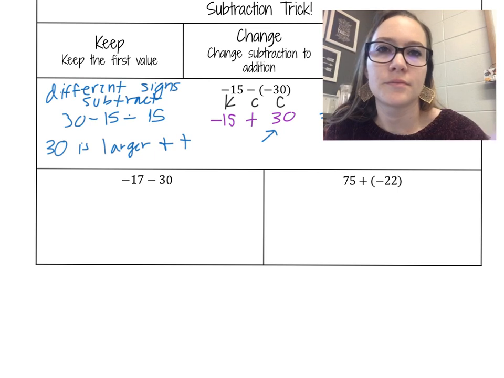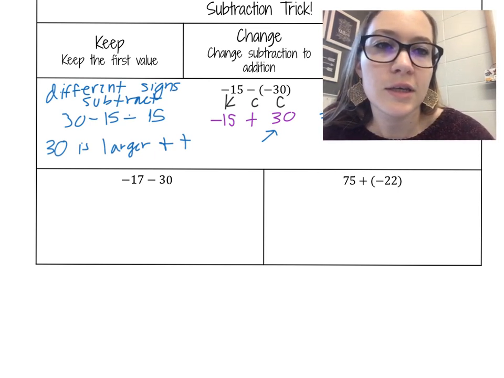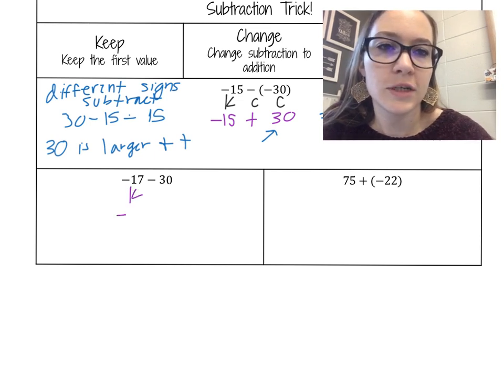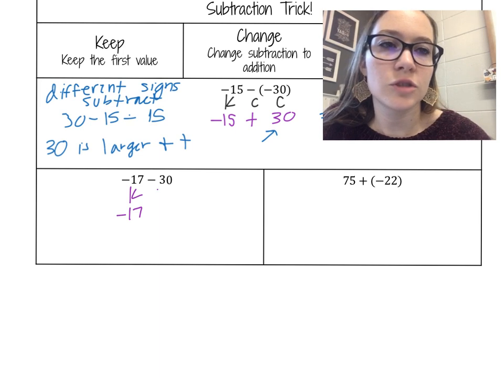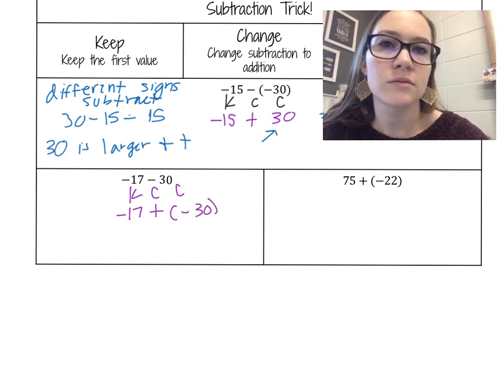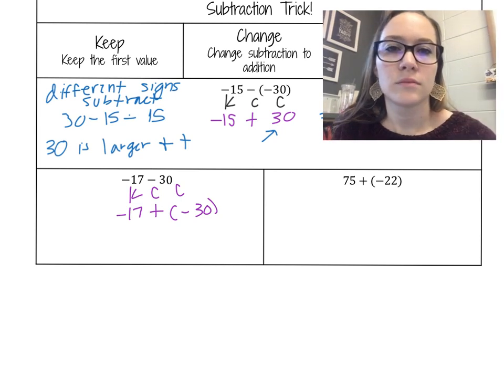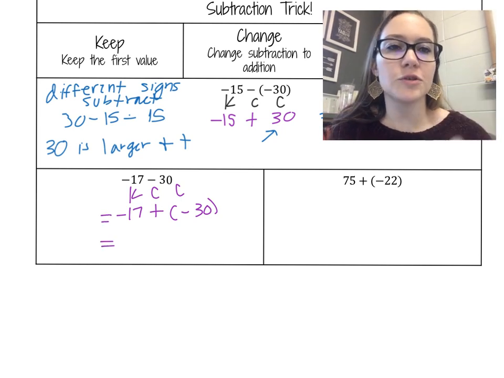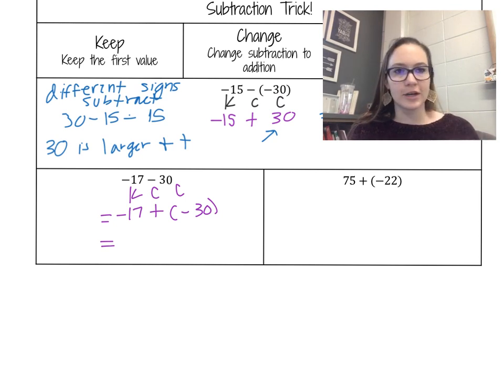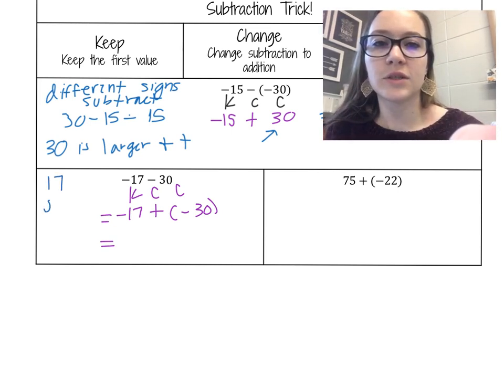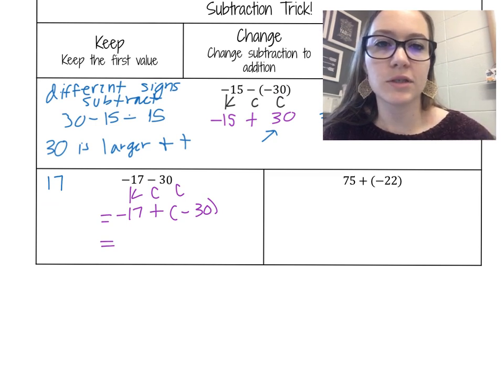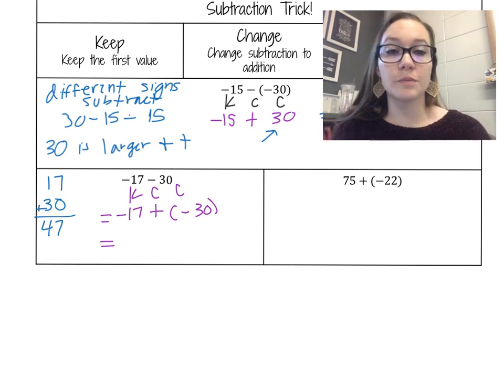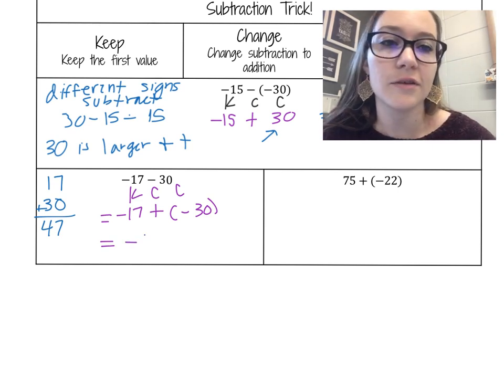Okay, let's try it again. I'm going to keep the first number, negative 17. I'm going to change subtraction to addition. Then I'm going to change the positive 30 to a negative 30. Then I'm going to use my addition rules. They're the same sign, so I actually add them together. So 17 plus 30 is 47. They're both negative, so my answer is going to stay negative. So it's negative 47.